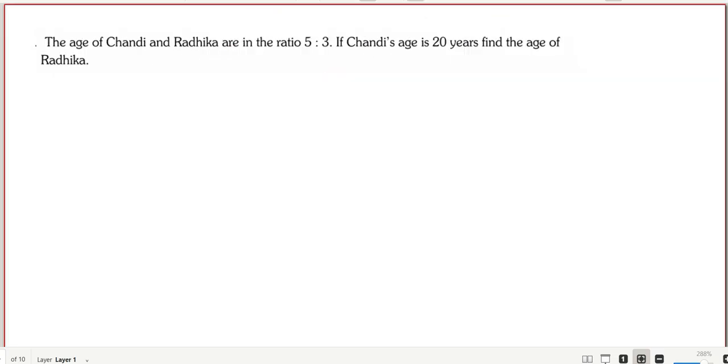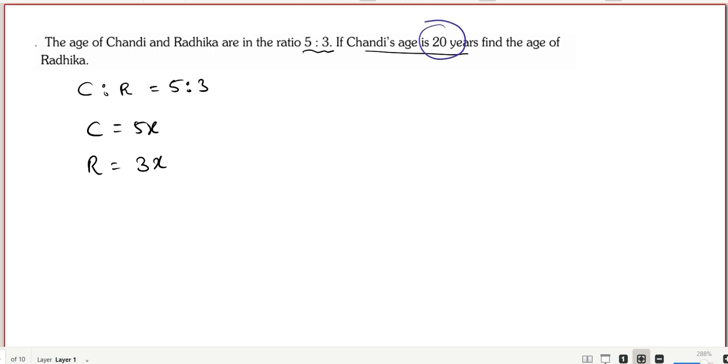Okay. The ages of Chendi and Radhika are in the ratio 5 is to 3. If Chendi's age is 20 years, then find the age of Radhika. Okay. So we have been given the ratio between Chendi's and Radhika's ages as 5 is to 3. From the ratio terms, we can suppose Chendi's age as a multiple of 5, that is 5x, and Radhika's age as a multiple of 3, that is 3x. From the question, Chendi's age is given as 20. That means this 5x value is 20. So x is equal to 20 by 5, 5 ones are 5, 5 fours are 20. So we got x is equal to 4.